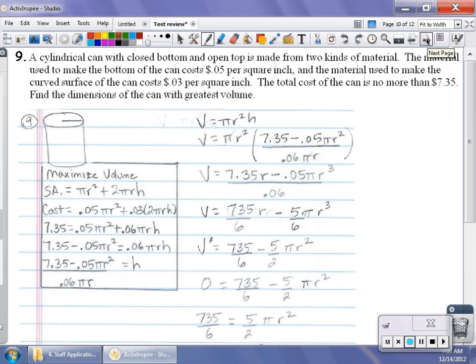And then finally, problem number 9 is an optimization problem. We have a cylindrical can. It has a closed bottom and an open top. Very important to read the question. Open top, so I'm not going to include that.